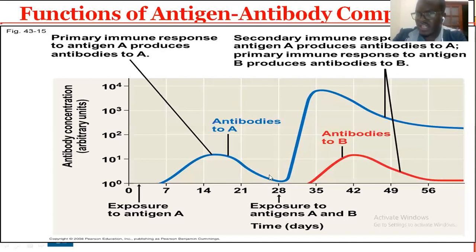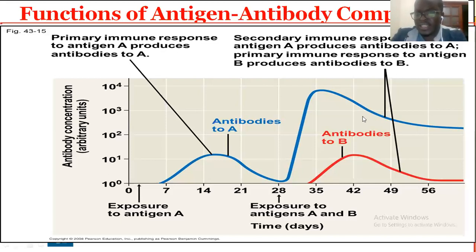So you find that there will be a spike in the production of these antibodies that are specific to antigen A because you already have that in the memory. Then later on you start reducing. So you don't have to worry so much about this antigen A because you already have the immunity. You are immunized against it.